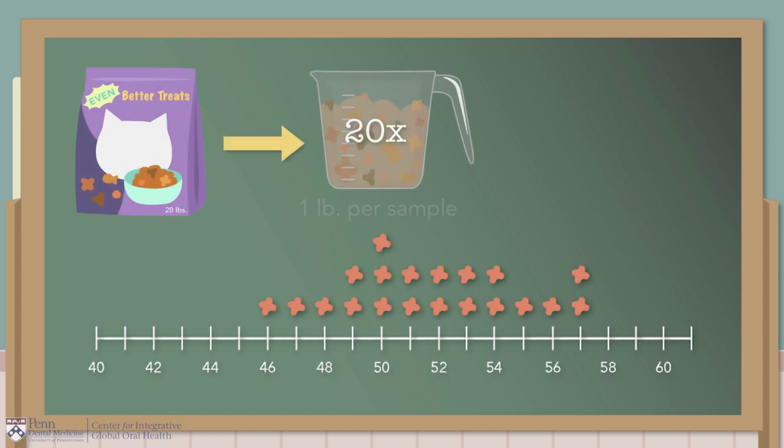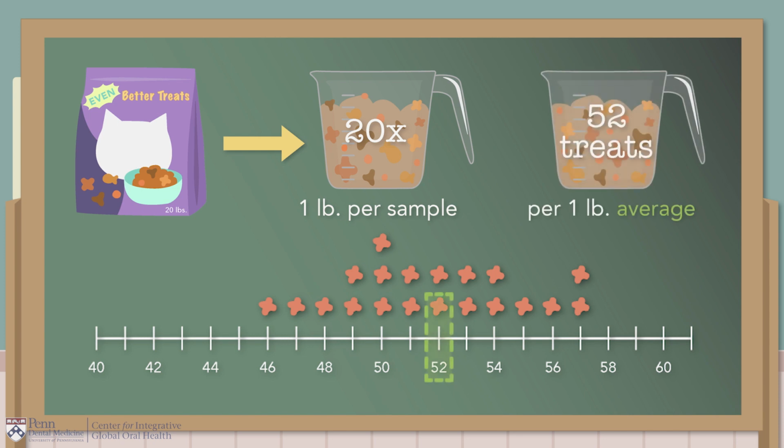Then I did the same with a bag of treats from Even Better Treats. Again, there was an average of 52 treats per pound. But take a look at how these measures were spread around the mean. As you can see, one measure had 46 treats, one measure had 47 treats, one measure had 48 treats, 2 measures had 49 treats, 3 measures had 50 treats, 2 measures had 51 treats, and so on. Yet, the mean number of treats per measure was also 52 treats.